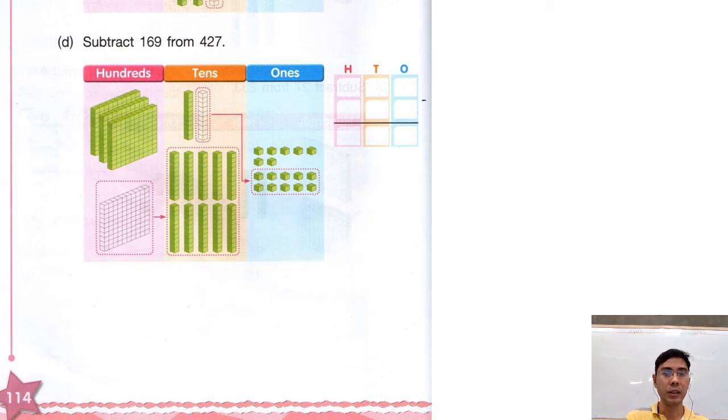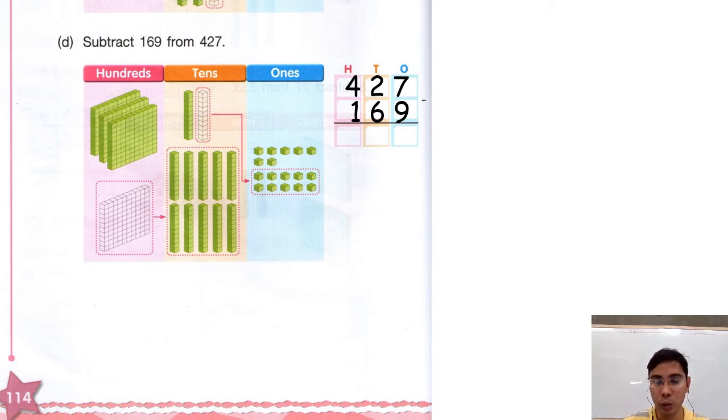Okay, let's go to page 114. Let us subtract 169 from 427. Are you ready? Let's begin. First, we write 427, take away 169. Since 9 is a bigger number than 7, we need to borrow from our neighbor.